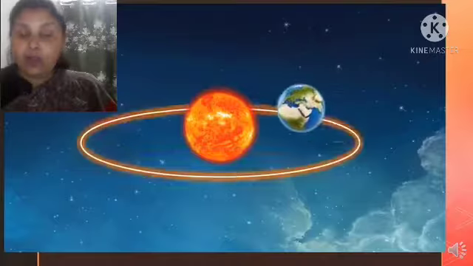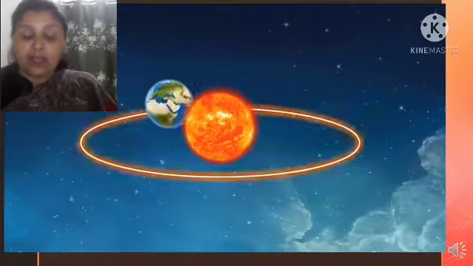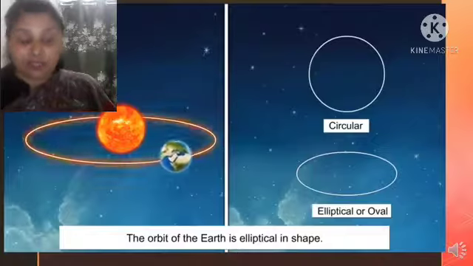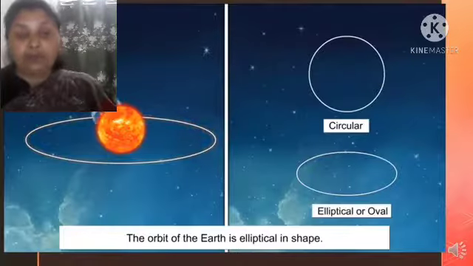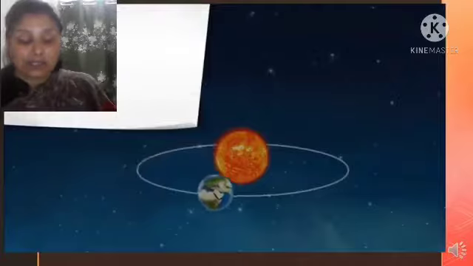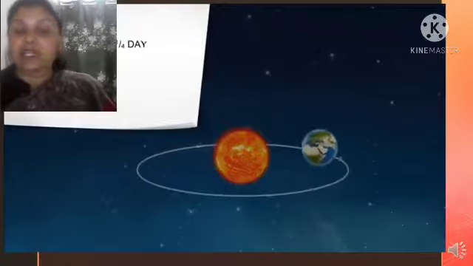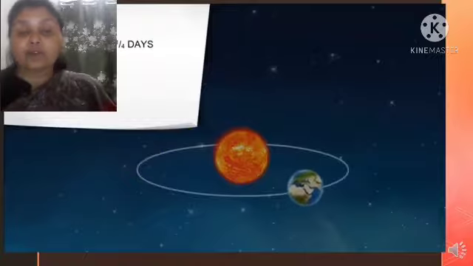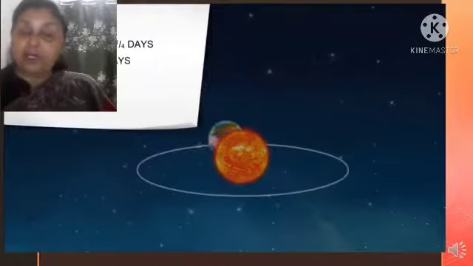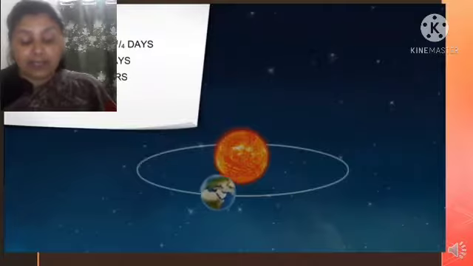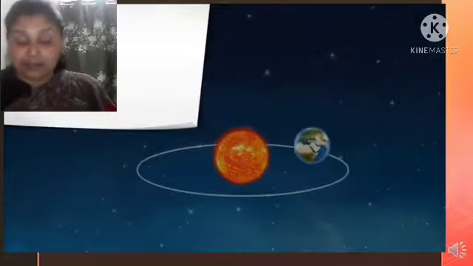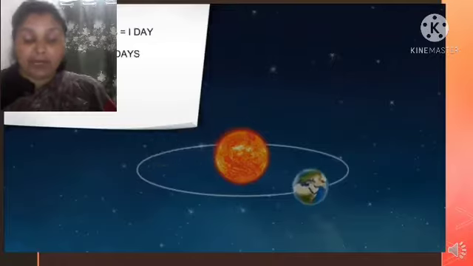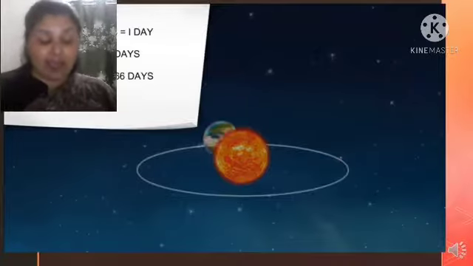The Earth always remains tilted towards the pole star as it moves around the Sun, and the angle at which the Earth is tilted is known as the inclination of Earth's axis. The axis is tilted at an angle of 23.5 degrees from the vertical, and this means that if a line is drawn parallel to the plane of the Earth's orbit, the axis would make an angle of 66.5 degrees with this.